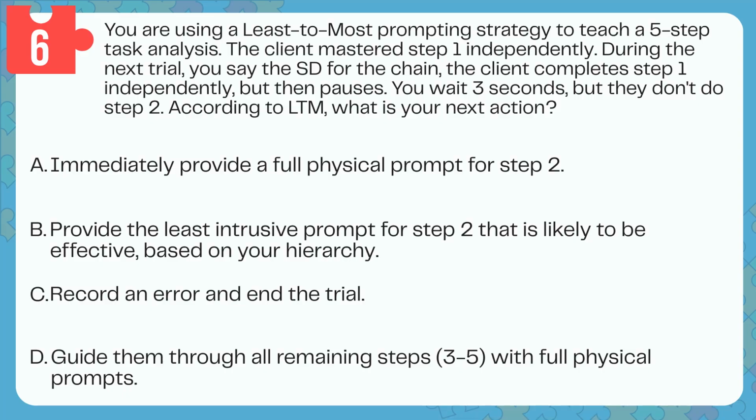Question 6. You are using a least to most prompting strategy to teach a 5-step task analysis. The client mastered step 1 independently. During the next trial, you say the SD for the chain. The client completes step 1 independently, but then pauses. You wait 3 seconds, but they don't do step 2. According to LTM, what is your next action?